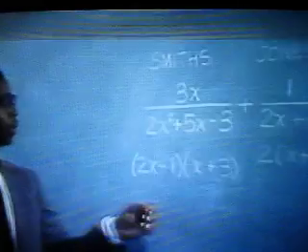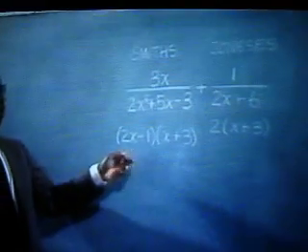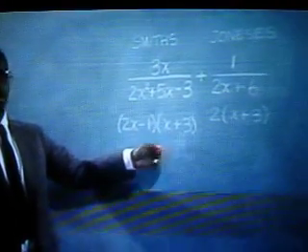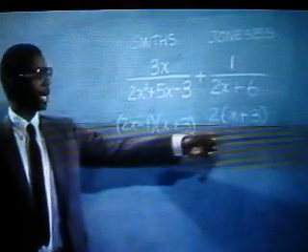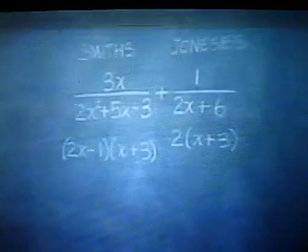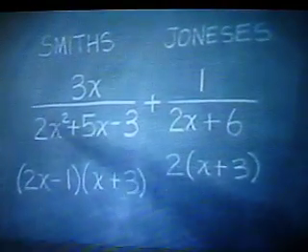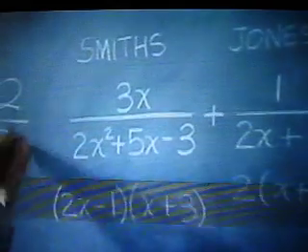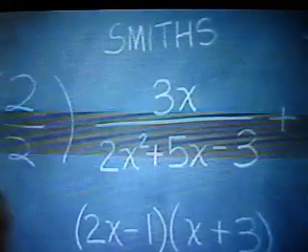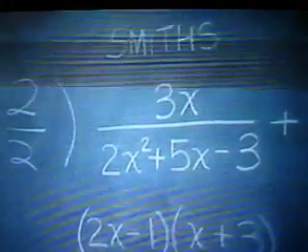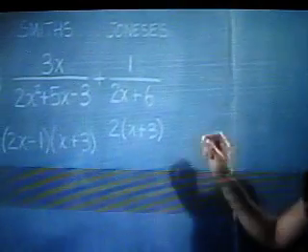Now the Smiths look at the Joneses and say, we have factors of 2x minus 1 and x plus 3, while the Joneses have 2 and x plus 3. We, the Smiths, want a factor of 2. So we give the Smiths a 2/2. And what do the Joneses want? A factor of 2x minus 1. So we give them a 2x minus 1 over 2x minus 1.